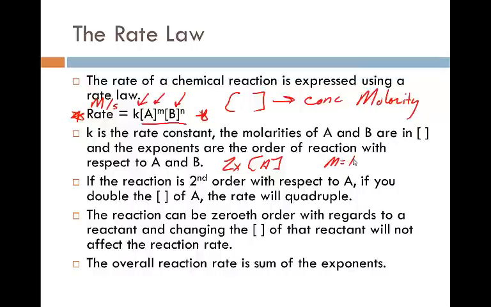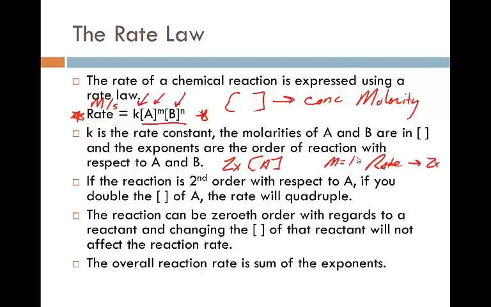Okay, so what I mean by mirror is, if you double the concentration of A, the rate will double. If you were to triple the concentration of A, the rate would triple. If you were to quadruple the concentration of A, the rate would quadruple. That's what I mean by mirror, and I think you get the point on a first order reactant.